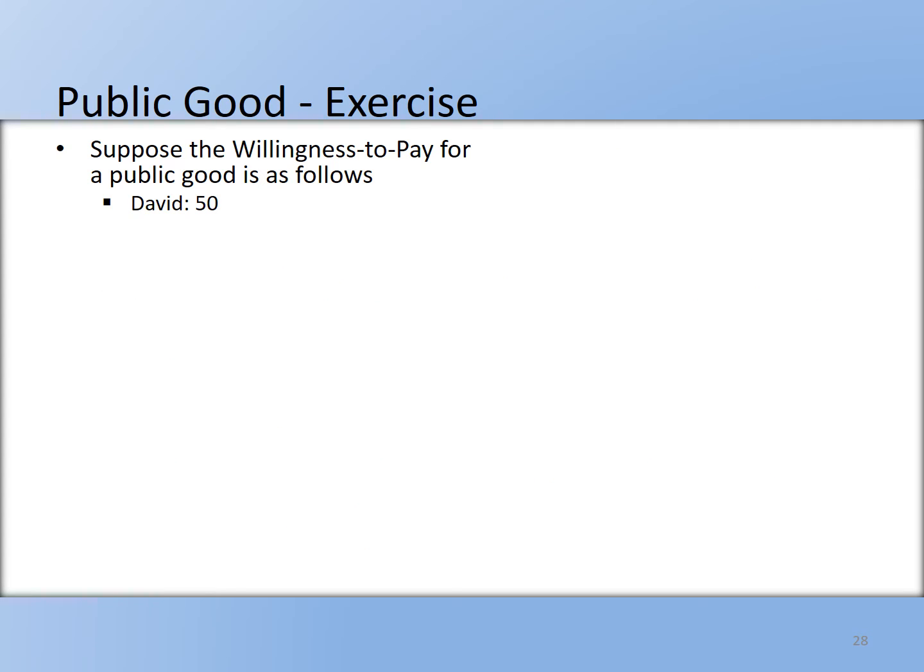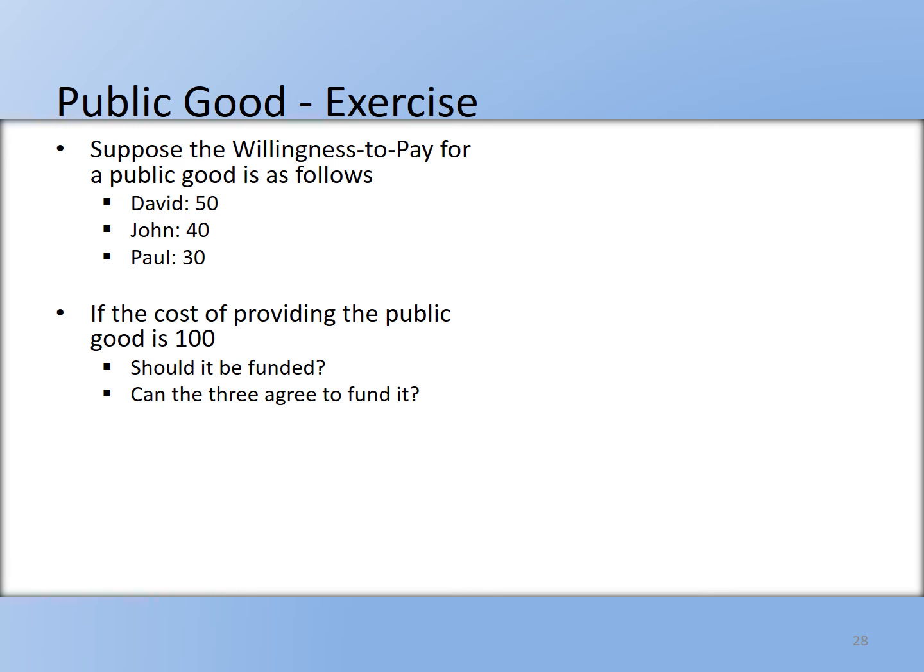Now, we're going to use this numerical example, and you can see why it's a big problem. Let's first start with this case where, let's say, we're building a road leading to these three families, David, John, and Paul. And they each have a willingness to pay. David is willing to pay 50, John is willing to pay 40, Paul is willing to pay 30. And let's say the road costs $100 to build. Should it be built? And can the three agree to fund it?